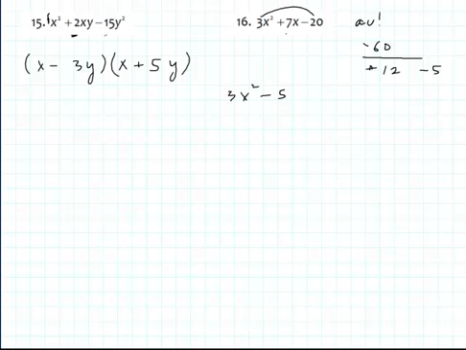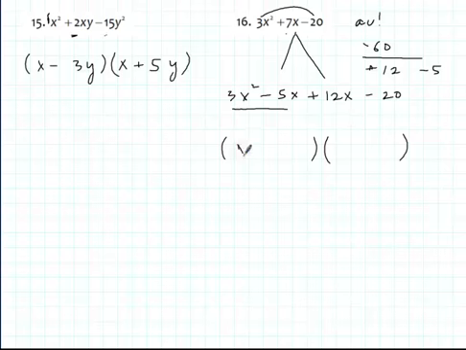So 3x squared. The 7x is going to split into a negative 5x and a positive 12x. This splits into those two. Minus 20. Factor by grouping. You do the first two. What do they have in common? That goes in the first parentheses. 3x squared and 5x have an x in common. Look at the last two.